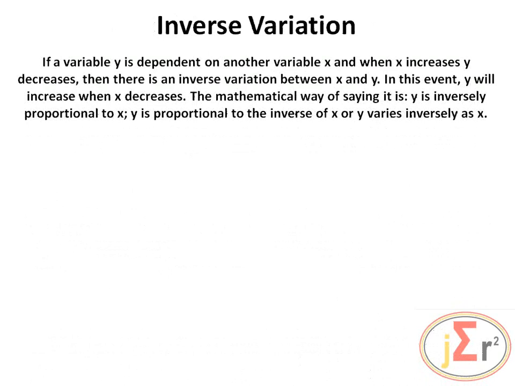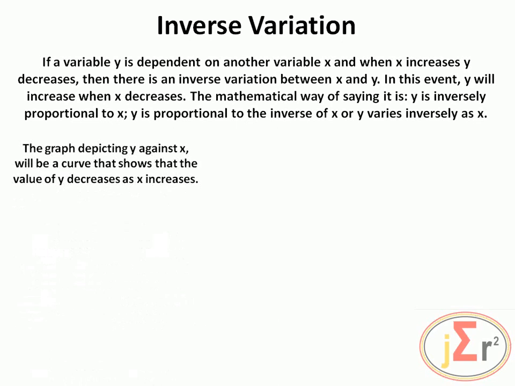Now we are going to take a look at inverse variations. And of course, remember our direct variation. Let us see how closely it relates to inverse variation. If a variable y is dependent on another variable x, and when x increases, y decreases, then there is an inverse variation between x and y. In this event, y will increase when x decreases. The mathematical way of saying it is y is inversely proportional to x. We may say y is proportional to the inverse of x, or y varies inversely as x.